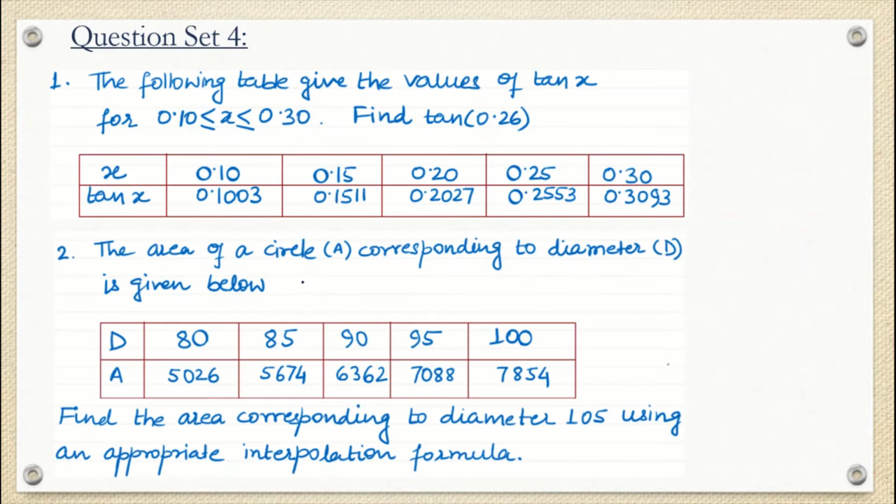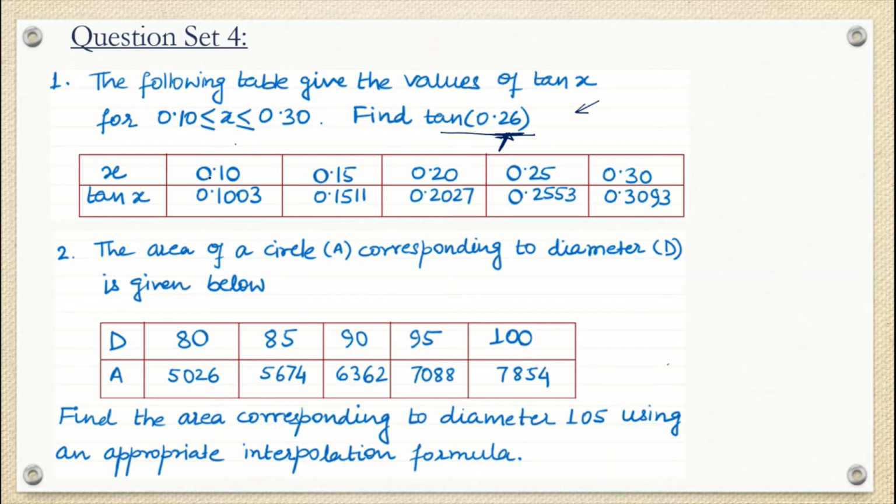So these two questions we are going to solve today. The very first question is what? The following table gives the values of tan x. Fine. The range is given to us and they are asking to find the value of tan 0.26. So this question is very important, and this question actually tells us the application of interpolation, that we are going to estimate the value at any unknown point, right, where the tabular form is given.